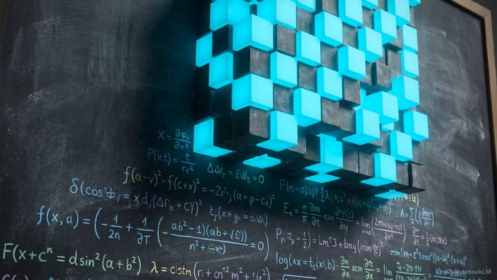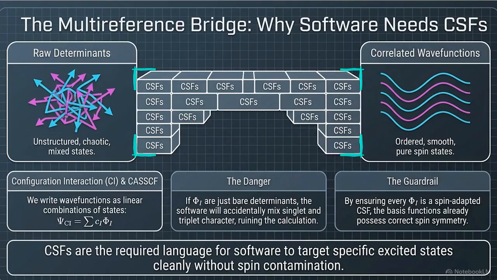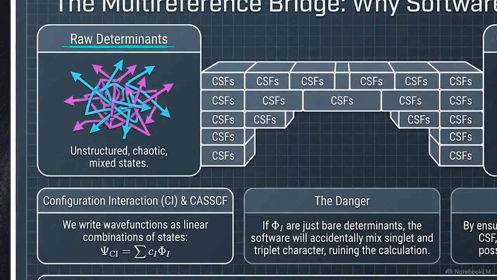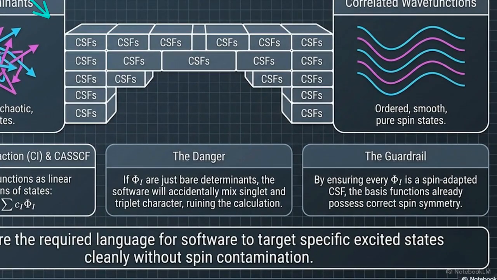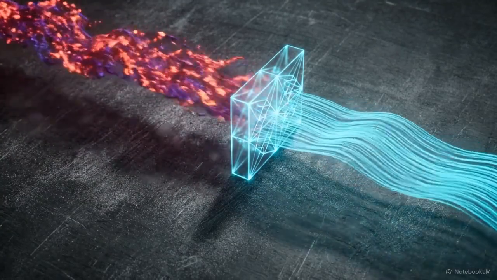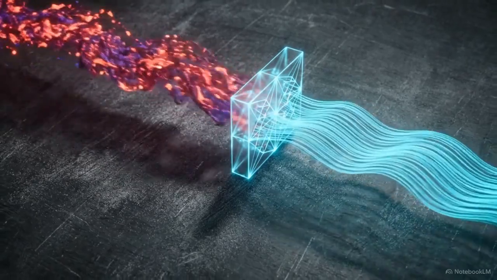The transition from theoretical physics to applied computational software requires strict structural integrity, particularly for multireference methods like configuration interaction and CASSCF. This diagram shows the core architecture. Combining massive basis states requires strict guardrails. Evaluating raw determinants unknowingly pulls singlet and triplet characters together, irreversibly contaminating the results. CSFs prevent this failure. Because every individual CSF block is pre-verified, the software cannot accidentally inject contamination. CSFs are the exact required language for any algorithm tasked with cleanly targeting specific excited or open shell states.